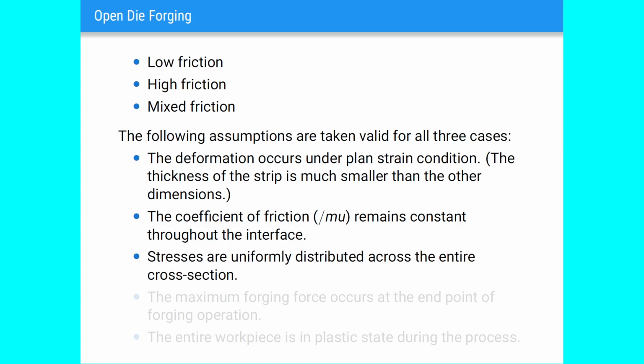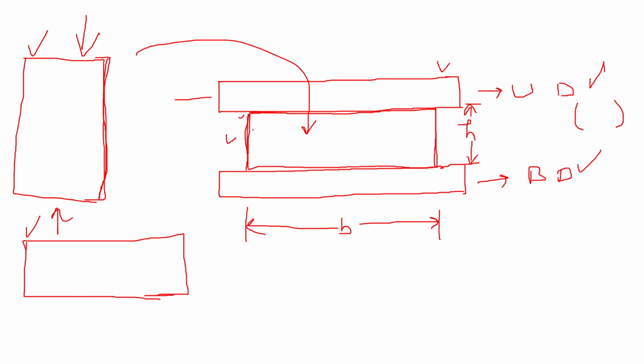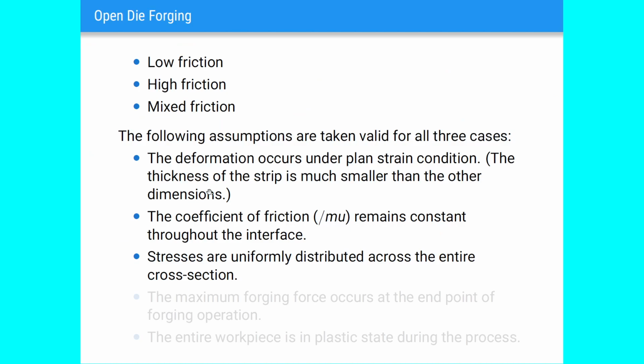Okay. Then the next assumption is the stresses are uniformly distributed across the entire cross section. So the stress distribution in the entire cross section, that is the deformed cross section, is uniform. Okay, so this was the third assumption. Then we have the fourth assumption, that is, the maximum force occurs at the end point of the forging operation.